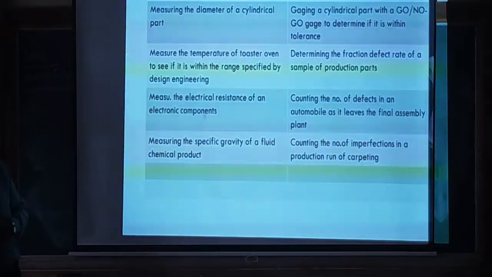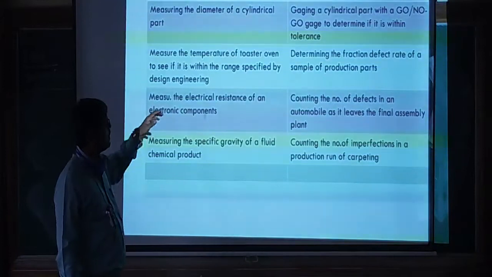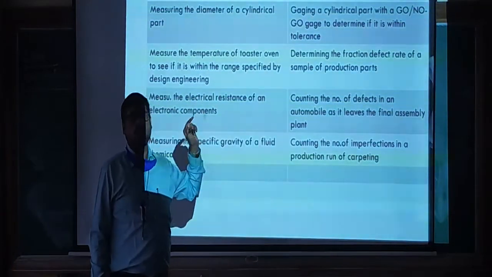Next, measuring the specific gravity of a fluid chemical product. This comes under the inspection of variables. Specific gravity is the variable, the inspection variable here, the gravity of the fluid for the chemical product. So that comes under the inspection of variables.